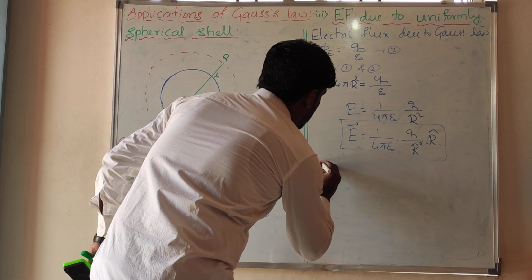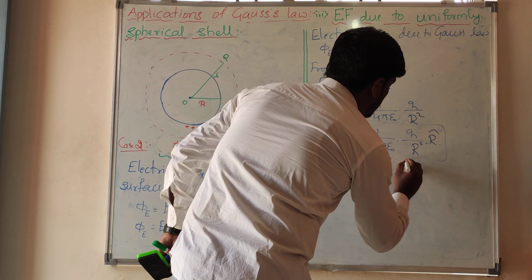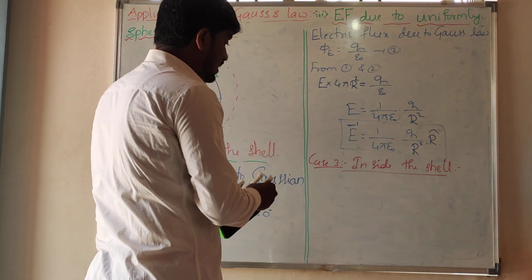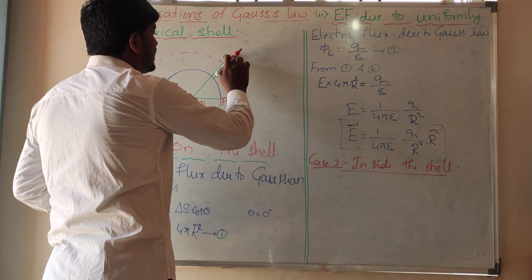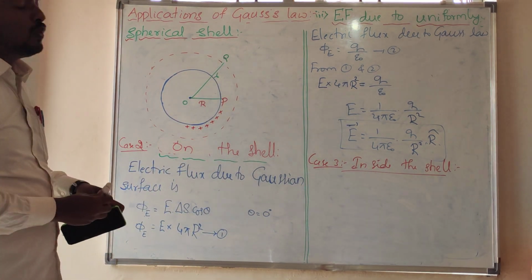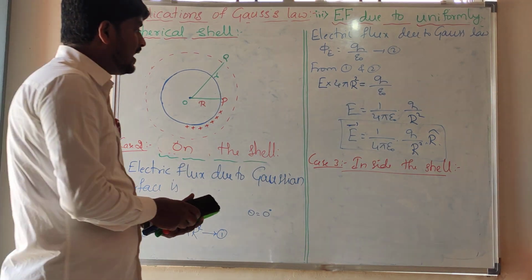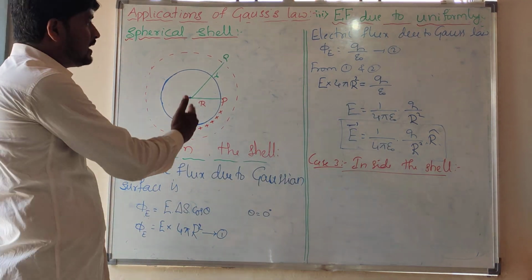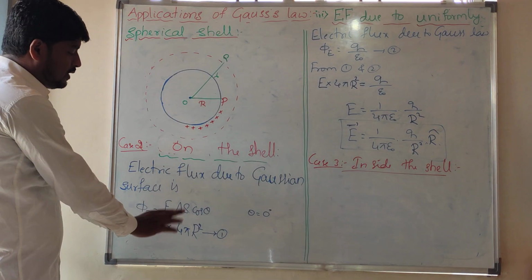Suppose I go to case 3, which is again very important: inside the shell. Suppose the point P, instead of lying outside the shell or on the shell, lies inside the shell. Then what will be the electric flux equation? What is the electric field due to it? Consider a point P inside the spherical shell. Then write the electric flux due to the Gaussian surface, phi equal to E delta S cos theta, E into 4 pi r square.